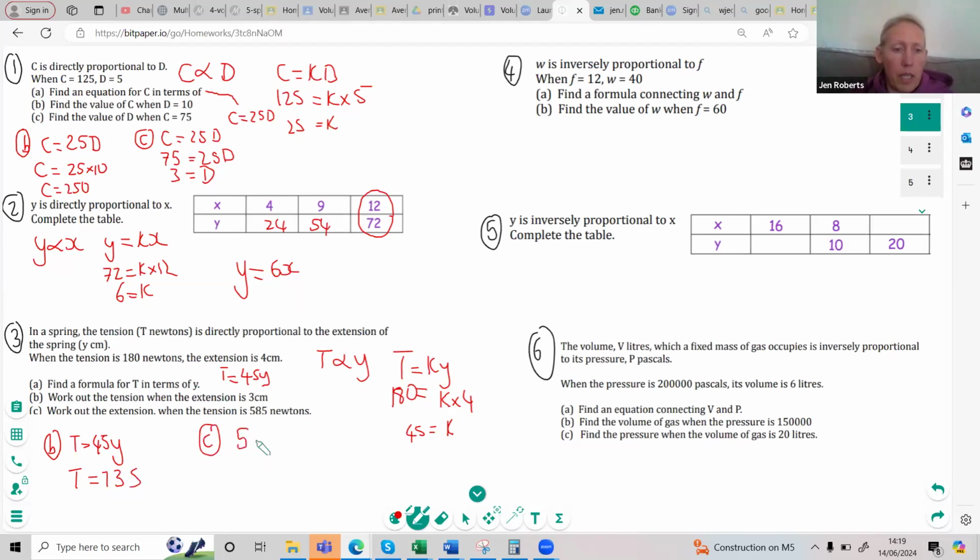This time we know our T. Divide both sides by 45. Y is 13. Okay, let's look at the inverse proportion questions now.